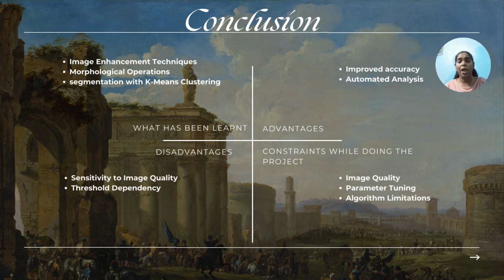The next one is algorithm limitation. The choice of algorithms, such as K-means clustering, imposes certain limitations on the segmentation as they may not perfectly capture the variability in skin textures. That's all for us.